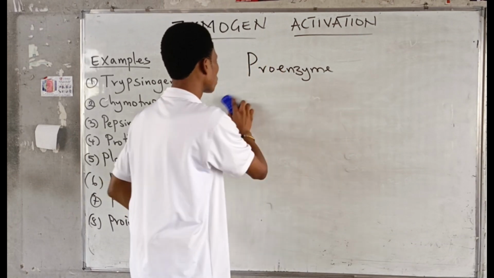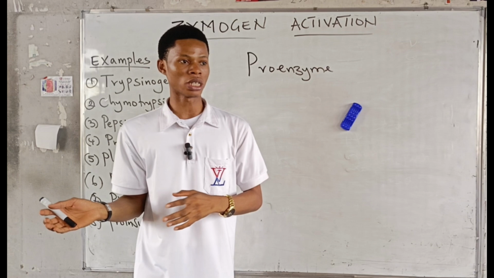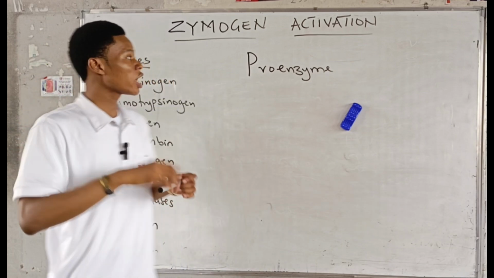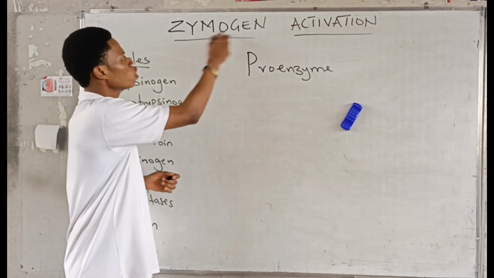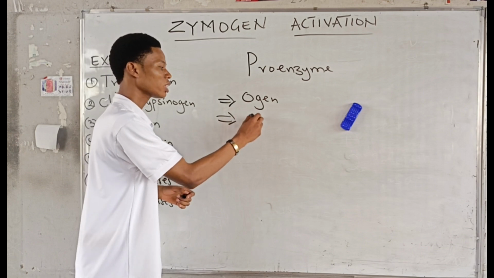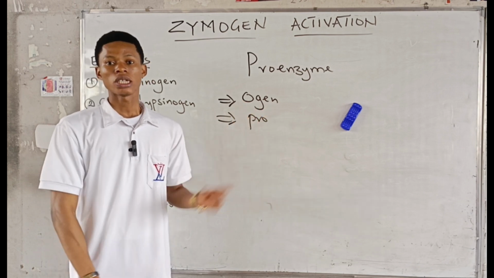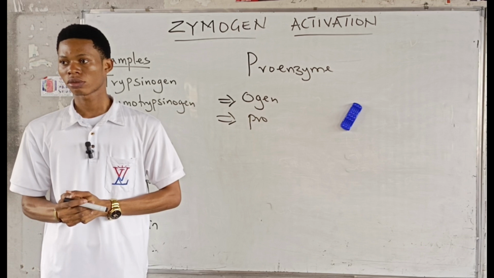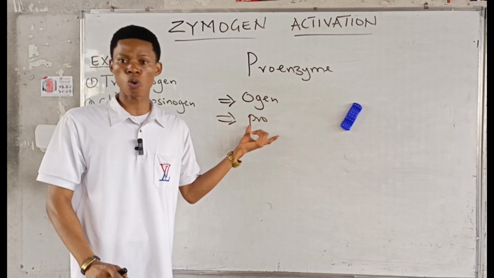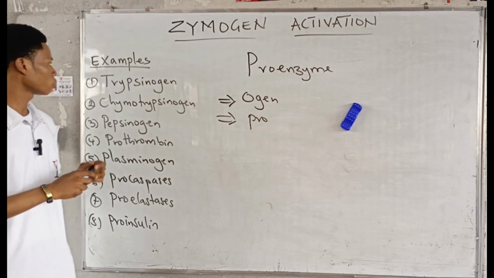From what I've said so far, if you don't call it zymogen, you call it proenzyme. And are they active or inactive enzymes? Inactive enzymes. So once you hear proenzyme, what should come to your mind first is inactive enzyme. If you look at the spelling, zymogen ends with ogen, and proenzyme starts with pro. Any enzyme you see ending with ogen or starting with pro is a zymogen. It's an inactive enzyme. Do you get that?